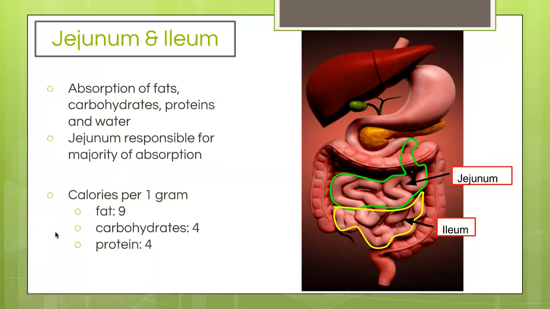So we have 9 calories per 1 gram of fat, 4 calories for proteins and carbohydrates, and however, we only need so much energy. So the carbohydrates and proteins are usually a substantial amount of energy to perform our daily activities.